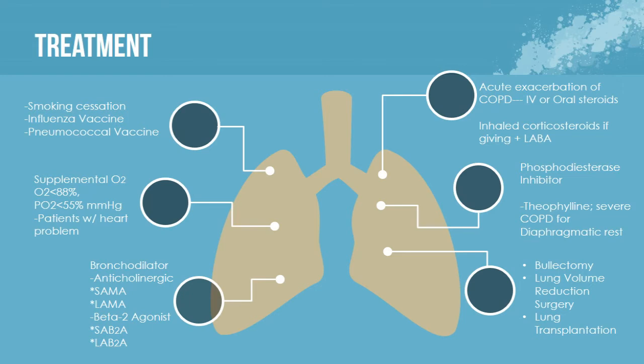If the patient has an acute exacerbation of COPD, an IV or oral steroid is given, but not usually since steroids have a lot of side effects. Inhaled corticosteroids are given as an adjunct to LABA. These are for severe cases. We also give phosphodiesterase inhibitors, such as theophylline. We give it to patients who have a severe case, allowing the diaphragm to rest. Surgical interventions include bullectomy, lung volume reduction surgery, and lung transplantation.